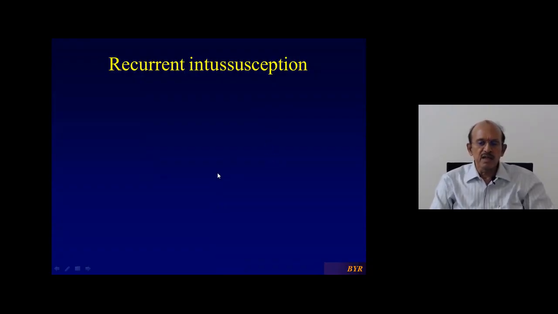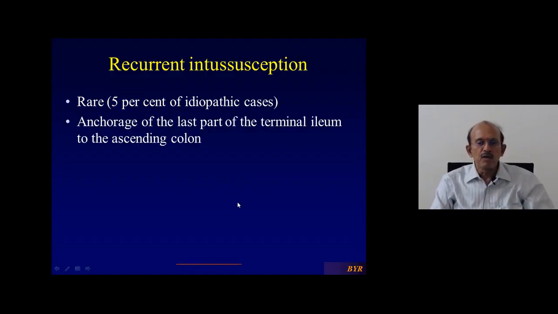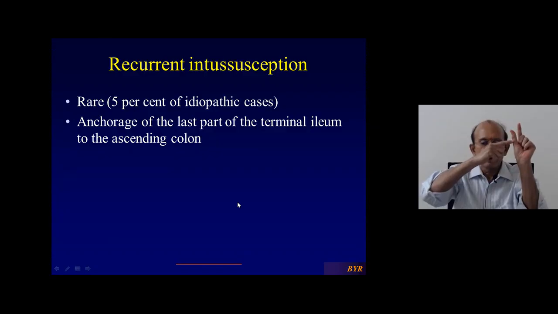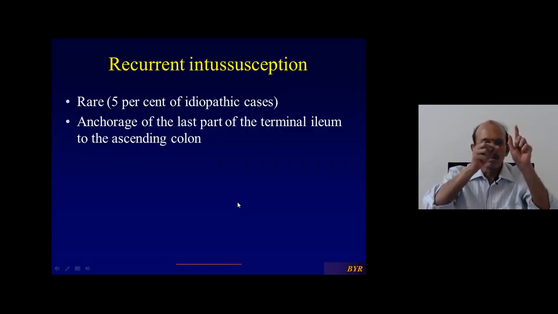Once you reduce the intussusception, the child will never get the intussusception again. But sometimes you will find recurrent intussusception. This is rare. Then what you do is you anchor the last part of the terminal ileum to the ascending colon. So take the ileal loop, keep it. For example, this is the ascending colon. This is the ileum. You just attach it like this to the ascending colon.